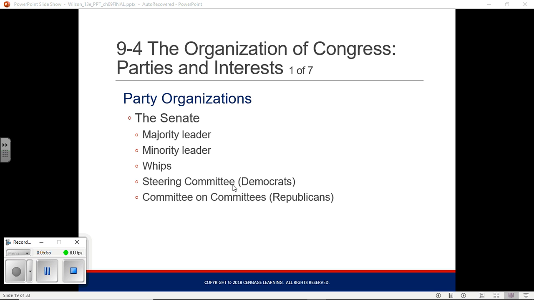If you get put on a sort of back burner committee where it's going to be hard for you to get your name in the paper and it's going to be hard for you to really press any sort of substantive legislation, that's going to make your life a little more difficult.